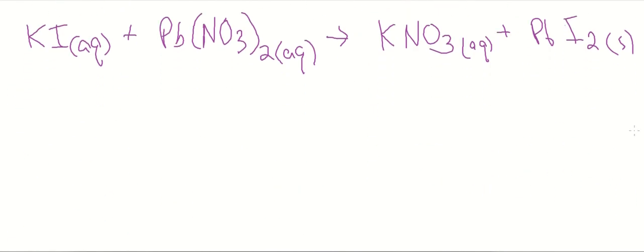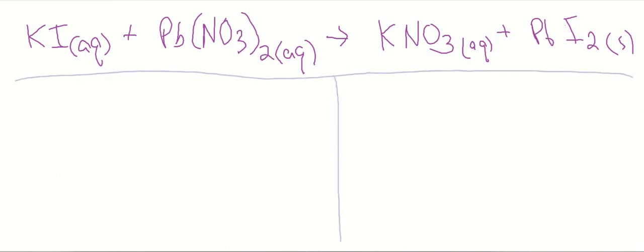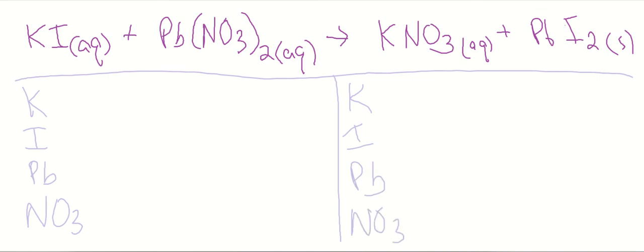All right, let's balance this. Potassium iodide. All right, iodine, lead, and nitrate, in that order. Okay, 1, 1, 1, 2. 1 potassium, 2 iodines, 1 lead, and 1 nitrate.